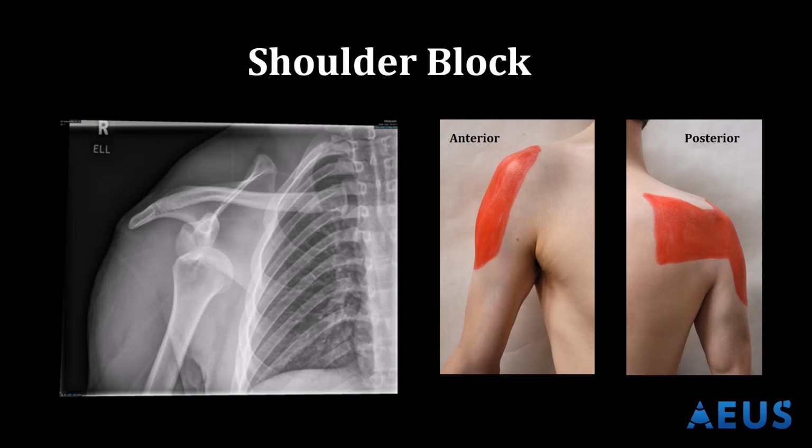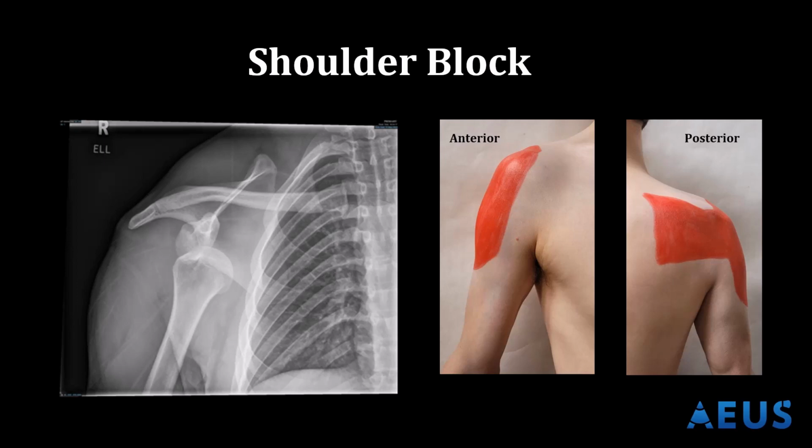Sharp listeners will remember that I promised 4 choices, and so this last choice, the shoulder block, must be the one that we're ultimately going to choose. The shoulder block is actually a peripheral nerve block and not a brachial plexus block, but I've grouped it with these blocks given its location and area of analgesia.